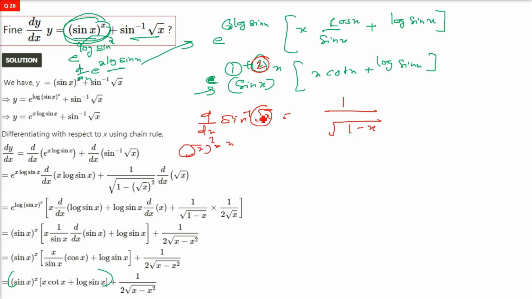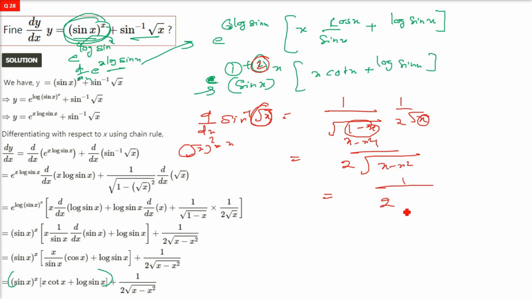So 1 by under root 1 minus x, and root x differentiation is 1 by twice of under root x. So 1 by twice of under root 1 minus x into x is, you can multiply inside x minus x square. If you multiply x with 1 minus x, it will be x minus x square. Final will be 1 divided by twice of under root x minus x square. This is the second part. First and second you have to add. This is the second part, and you will get the answer finally.